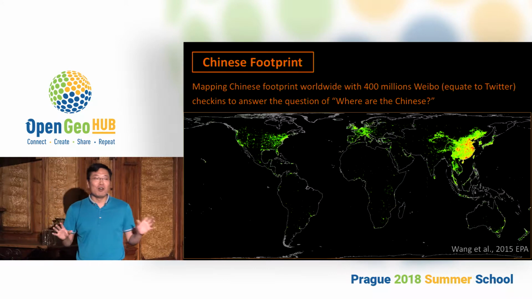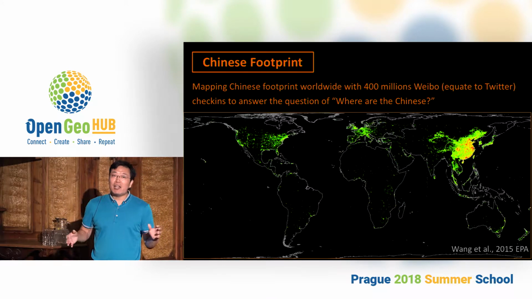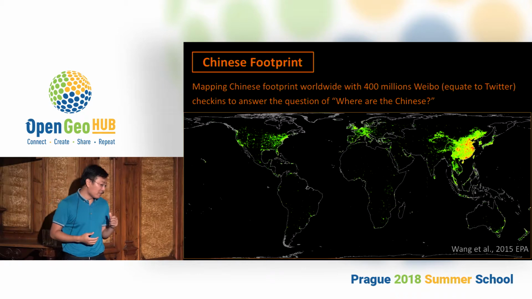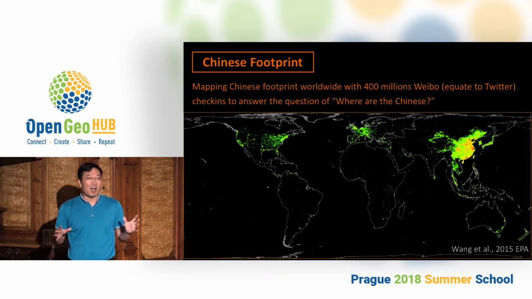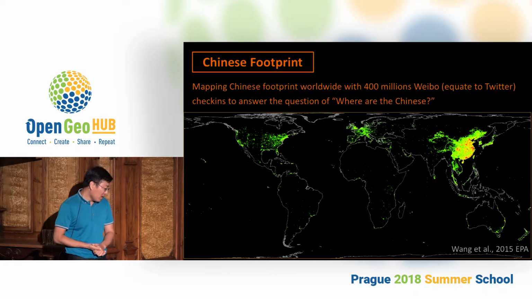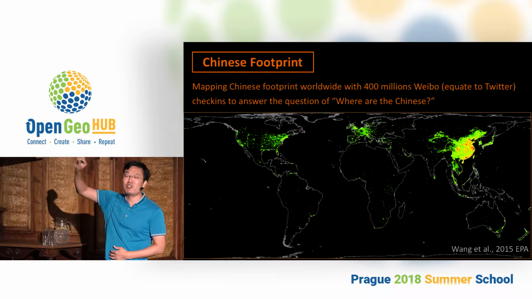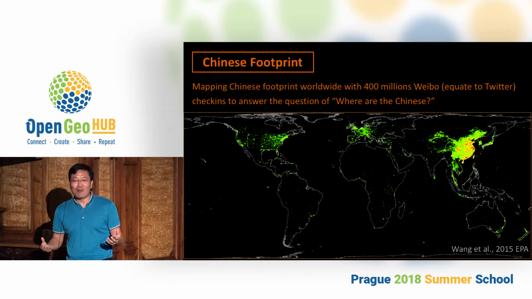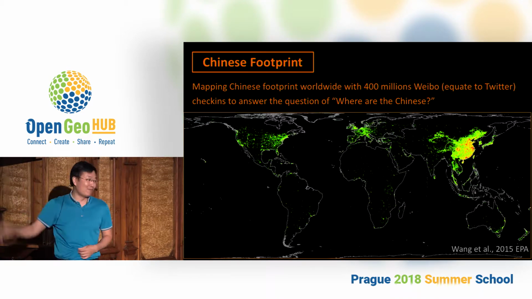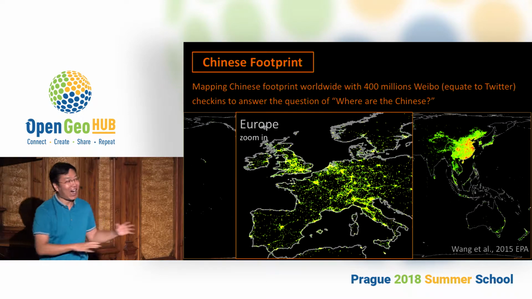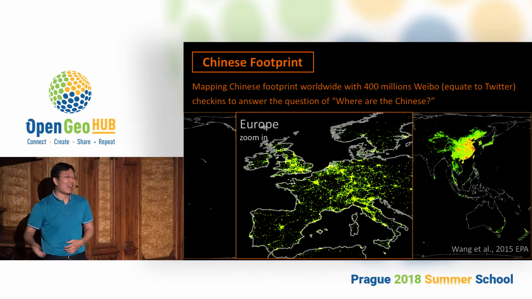The last one is about the whole world. We're mapping the Chinese footprint worldwide by using 4 million Weibo check-ins. Weibo is equivalent to Twitter. Twitter is blocked in China, but we have our own social media platform. You can see the digital footprint of Chinese. If I post a Weibo here, I have a digital footprint here. If I zoom into Europe, you can see Chinese are everywhere, because only Chinese use this kind of social media.